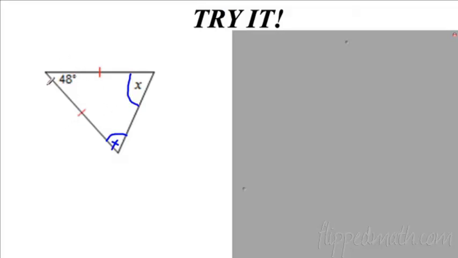I know that what? Triangles all add up to 180. That's key. Triangles add up to 180 degrees. So I know that 48 plus x plus 2x has got to be 180. And then can I solve this bad boy?